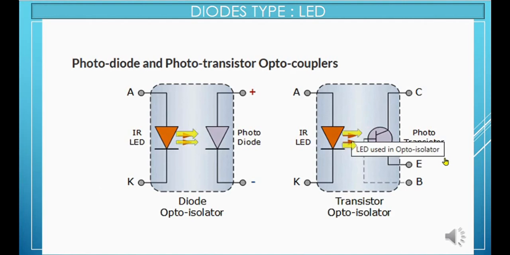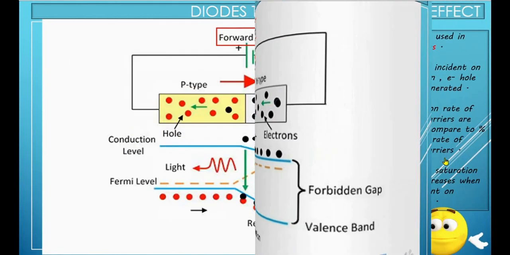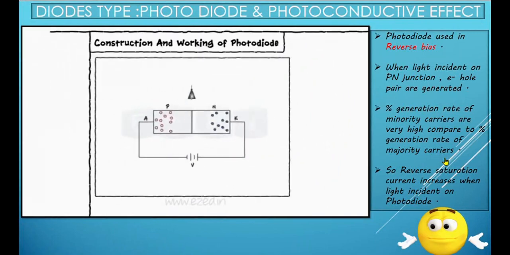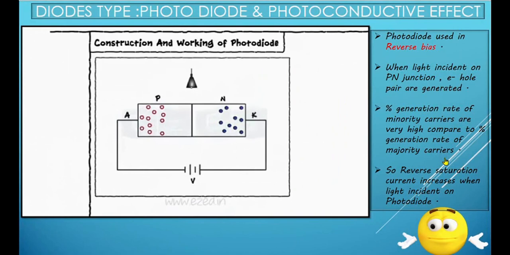An application of LEDs is in optocouplers. Optocouplers are used in optical fiber communication, where the LED is used as a source and photodiodes are used as detectors. Another type of diode is the photodiode, and the photodiode works on the principle of the photoconductive effect, which is also called the photoresistive effect.